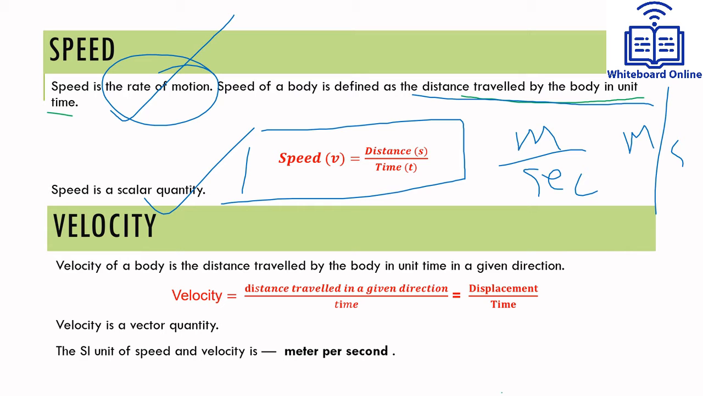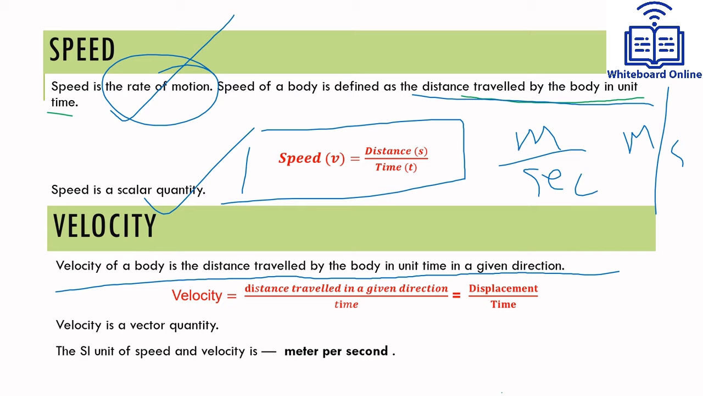Velocity, what is velocity? Velocity of a body is the distance traveled by the body in unit time in a given direction. Where is the difference between speed and velocity? In direction. See, speed doesn't have a direction, but velocity has a direction. There is a direction mentioned in velocity. So velocity of a body is the distance traveled by the body in unit time in a given direction.